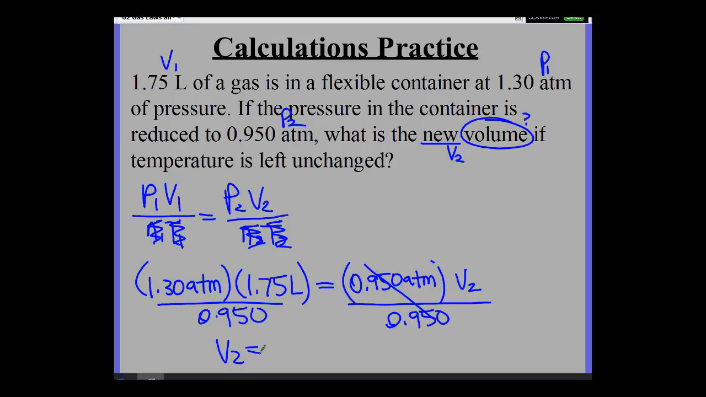And so you get V2 is equal to, remember, 2.39. And volume is always what units? Liters. Don't forget to put units. You would lose points for not putting units. Not all the points, but some points.